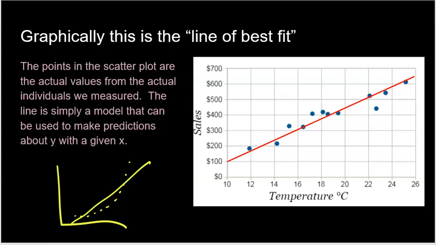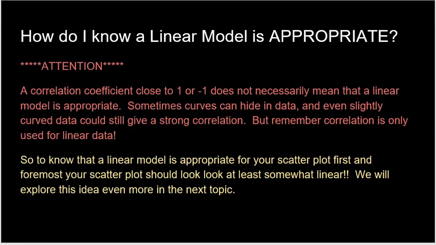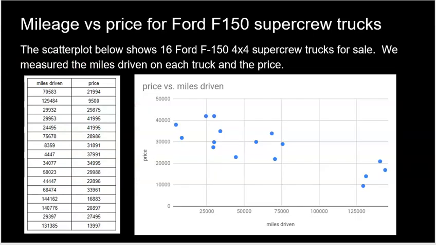Well, like I mentioned, just because your correlation is close to 1 or -1 does not mean that a line is appropriate, because sometimes there could be a curve, and a curve can still give you a good correlation. But remember, we stressed in the last topic that correlation is only used for linear data. I don't care if you find correlation for curved data. You wouldn't use it if the data is curved. Correlation is only used if your data is linear.